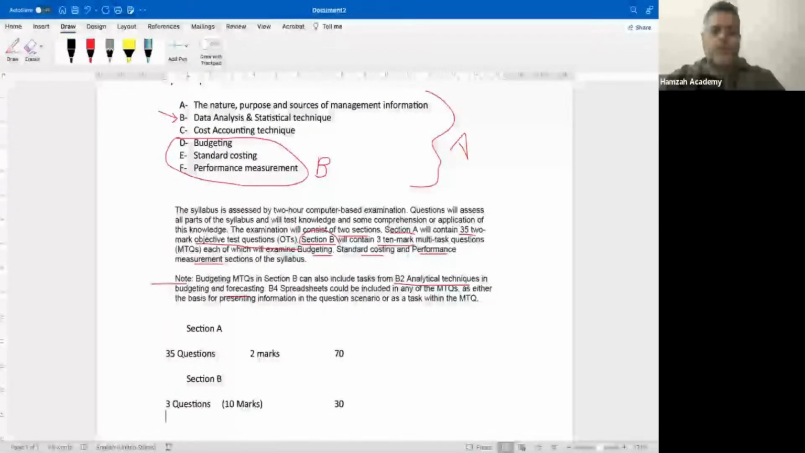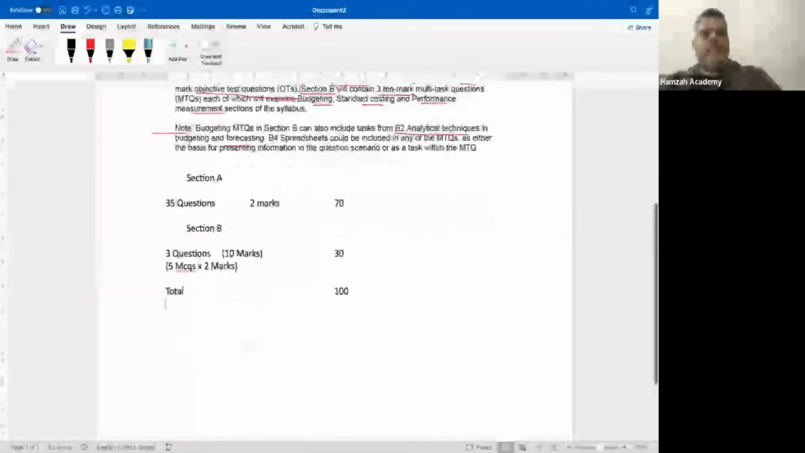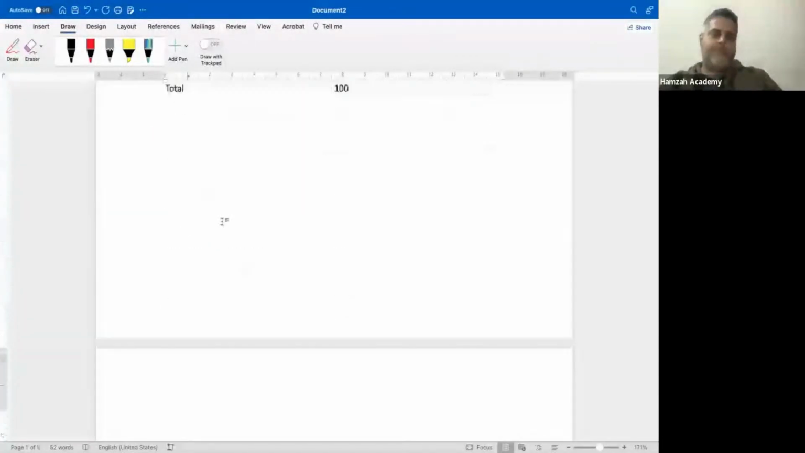And these 3 questions, they are going to be 5 MCQs, most probably, of 2 marks each. That is what makes it for the 10-mark question over here, right? And then the total is 100, and obviously the passing is 50% over here, right? So this is the whole structure as far as the paper is concerned.